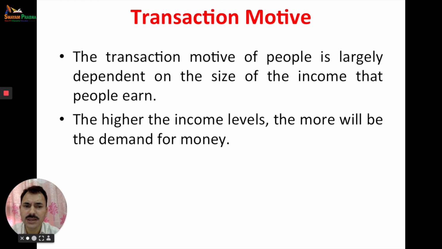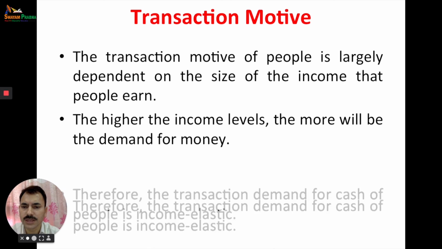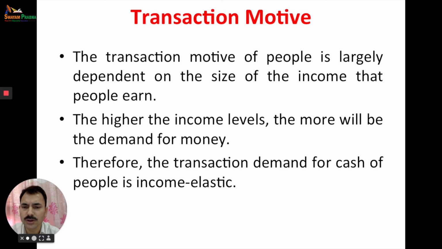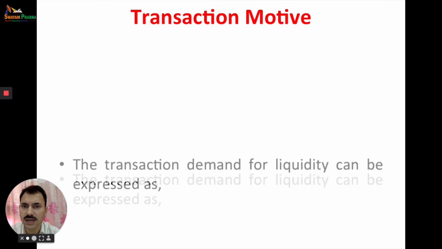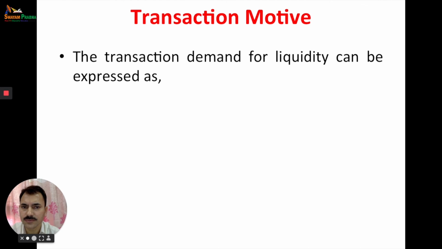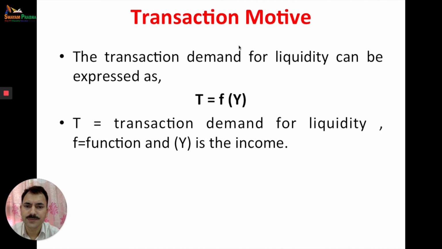The higher the income level, the more will be the demand for money, according to Keynes. Therefore, the transaction demand for cash is income elastic. Transaction motive is income elastic: higher income, higher will be the transaction motive. This can be expressed as T is a function of Y. Here Y means income, T means the transaction motive. Transaction motive directly depends upon income.